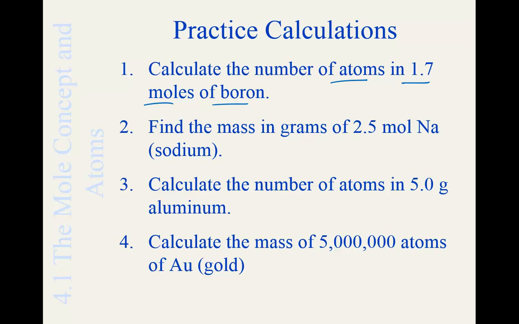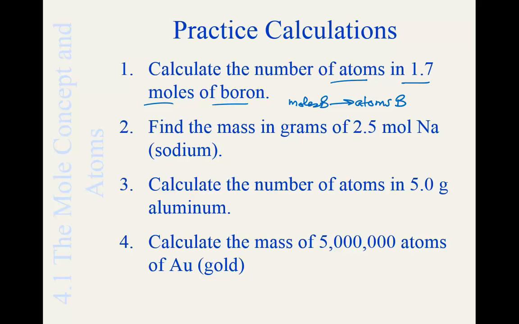Okay, so when we take a reading problem, we want to carefully pull out the information that's given in it. They're asking for the number of atoms in 1.7 moles of boron. So we have to come up with a plan of action for solving this problem. We start with what's given, moles of boron, B for boron, and we're going to convert that to atoms of boron.